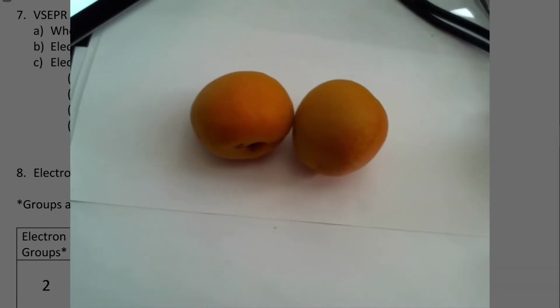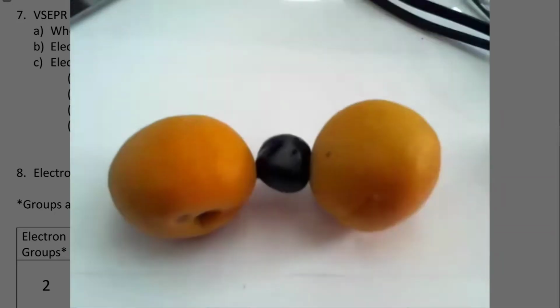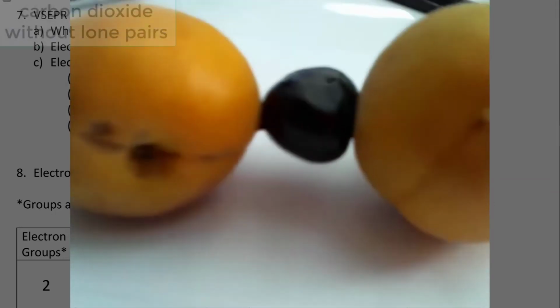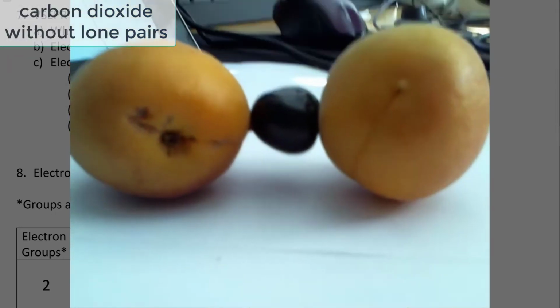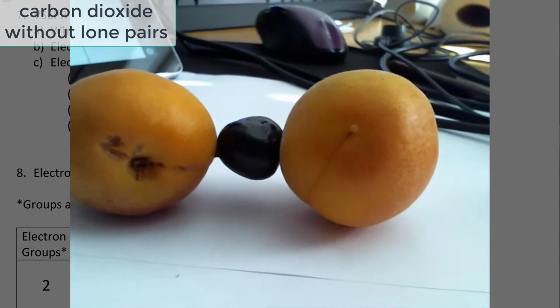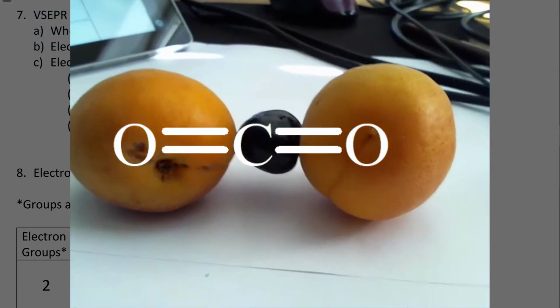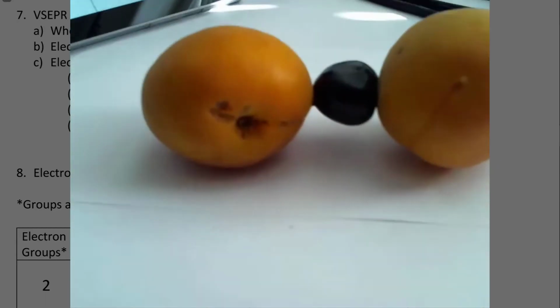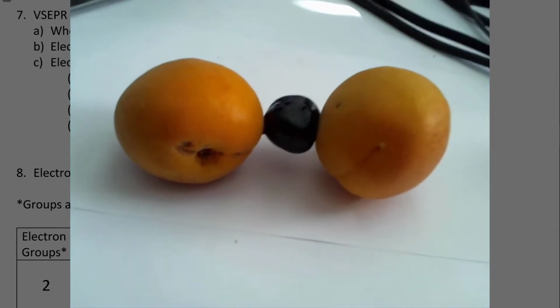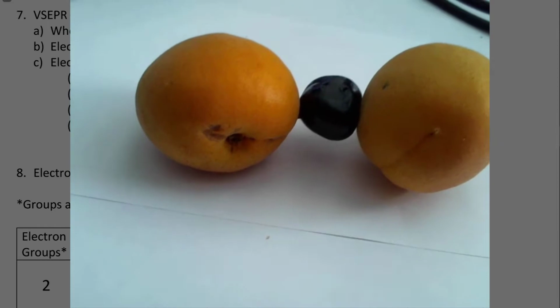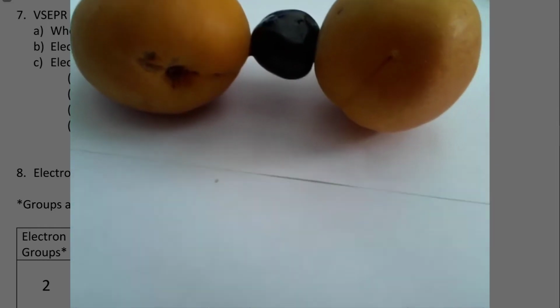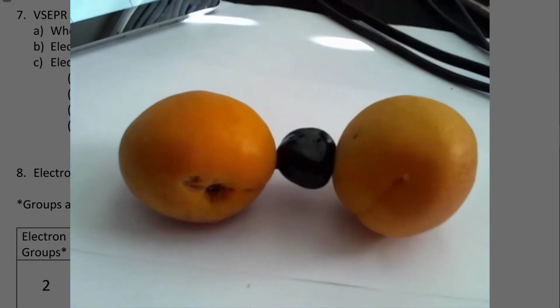If I place a cherry in the middle, I got those from my friend's place too. So you notice this shape, right? This would be the shape of a molecule. Now, the central atom doesn't have to be smaller for this to happen. But the way I've done this is I've put them across from each other. So this is also linear.